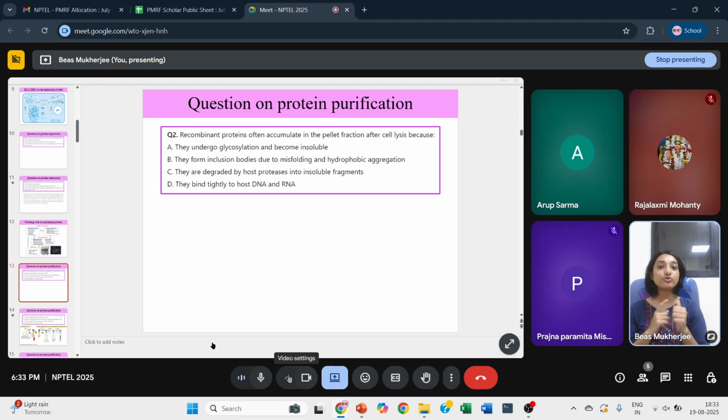Okay, so why do you think that happens? Option A is they undergo glycosylation and become insoluble. Option B, they form inclusion bodies due to misfolding and hydrophobic aggregation. Third option is they are degraded by host proteases into insoluble fragments. Fourth option is they bind tightly to the host DNA and RNA. So which one do you think is happening in this case? You can answer in the chat box.